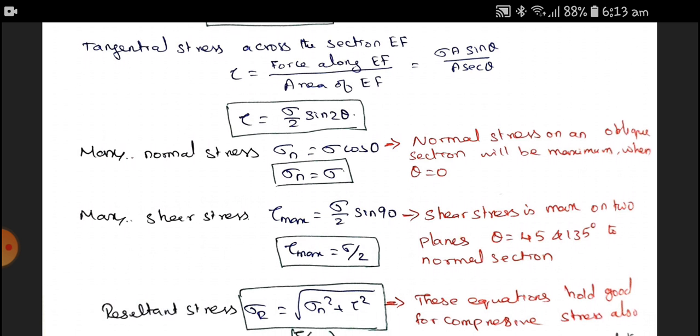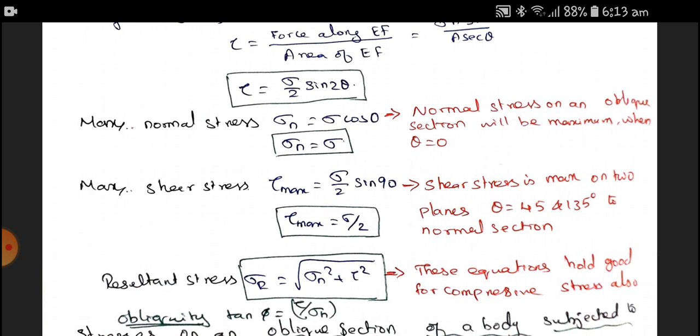Here you have to remember a point: the shear stress is maximum at two planes. The two plane angles are 45 degree and 135 degree to the normal section. Therefore, here the shear stress is acting at the 90 degree plane, so sine 90 is equal to 1. Therefore, tau max is equal to sigma by 2.